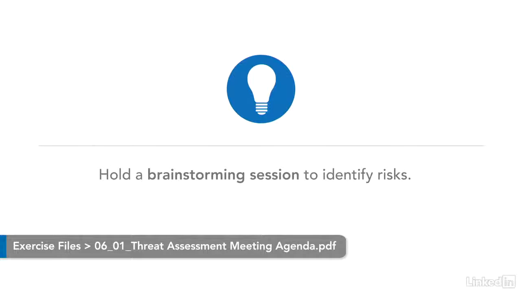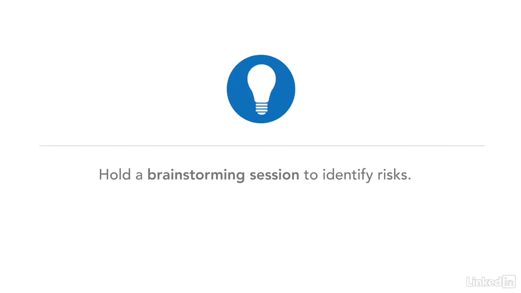I've included a sample threat or risk assessment meeting agenda in the exercise files for you to use if you'd like. It's one that I've used with my teams for a long time. Quite simply, this is a brainstorming session that focuses on everything that could go wrong and negatively impact your project. The goal is to identify those threats, quantify them, and log them so you can keep track of them.